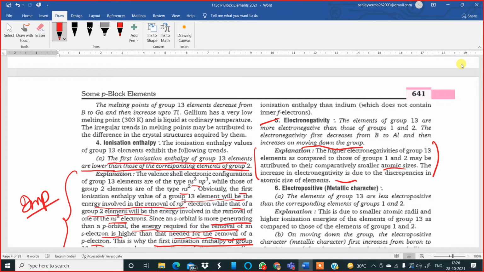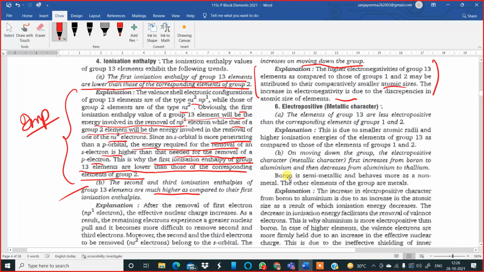because atomic sizes are changing. If you compare with group 1 and 2, the atomic sizes of group 13 elements are lesser. So that is how the electronegativities are higher. Then the electropositive character, the metallic character, we're talking about.